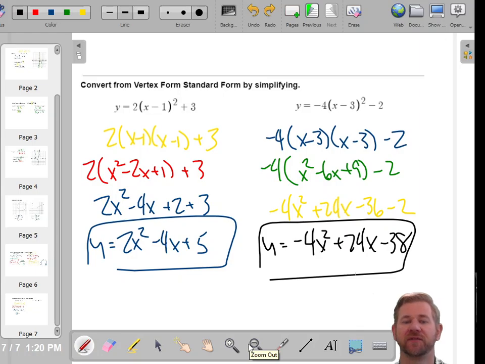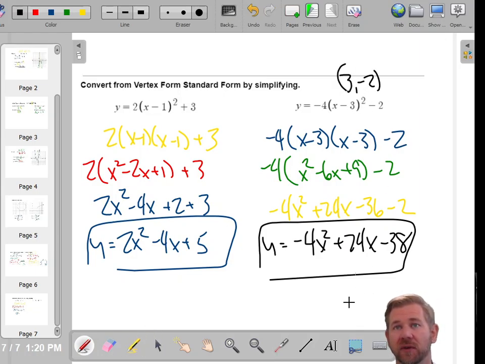So if I said, what's the vertex? Well, I would look at vertex form and say the vertex is at 3, negative 2. If I said, what's the y-intercept? I'd look at standard form and be like, the y-intercept is negative 38. Okay, so there's a reason that we have both forms, depending on what you're trying to do. One is better than the other. But if you guys can go through this, and you can go through your study guide that I give you, you guys should crush this test.